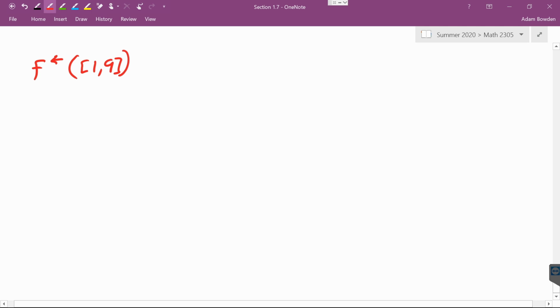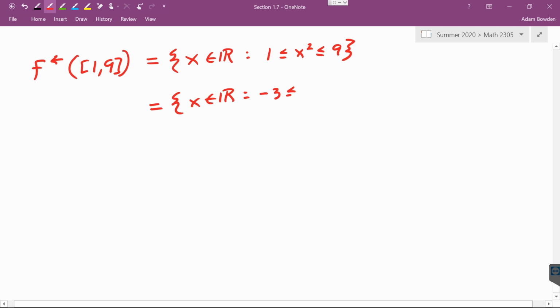Let's consider the inverse image of the set from 1 to 9. Let's consider this by definition here. It means that it's the set of all x in R such that 1 is less than or equal to x squared, less than or equal to 9. But this is also equal to all x in the real number set such that negative 3 is less than or equal to x less than or equal to negative 1, or 1 less than or equal to x less than or equal to 3.